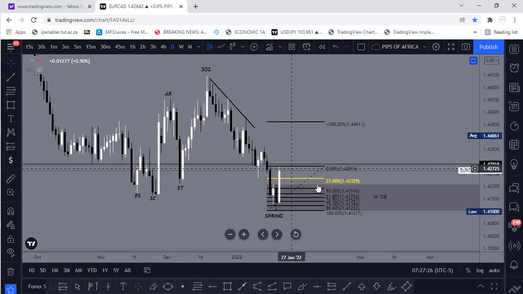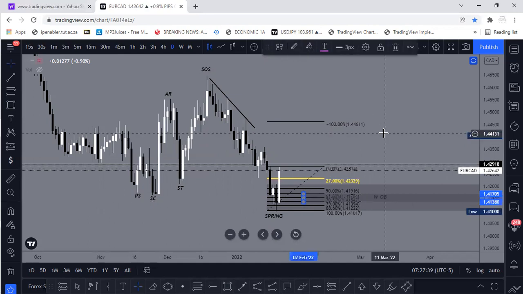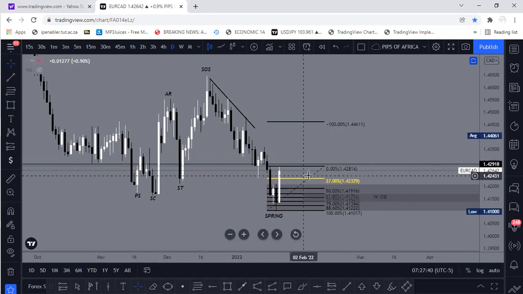All right, so you need to mark from the 61.8% till the 79%. That's how you have to mark up your zone, your points of interest using the Fibonacci tool.